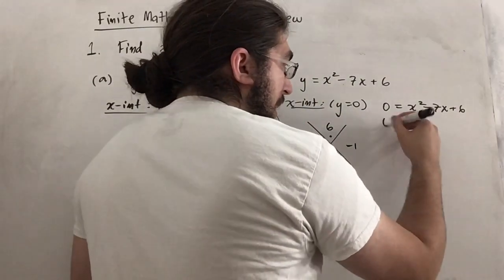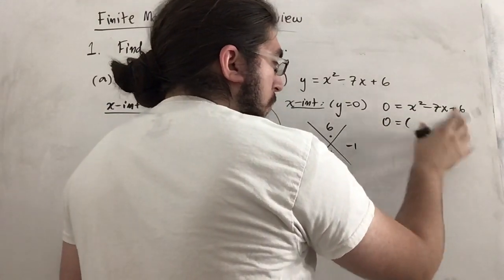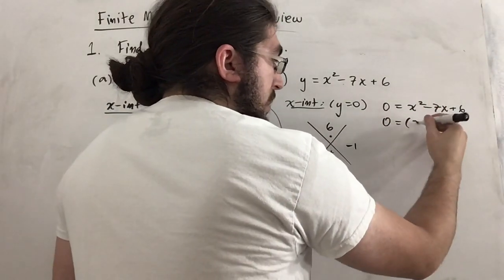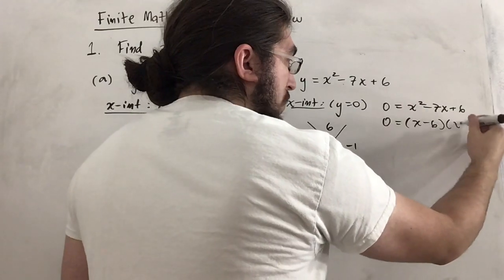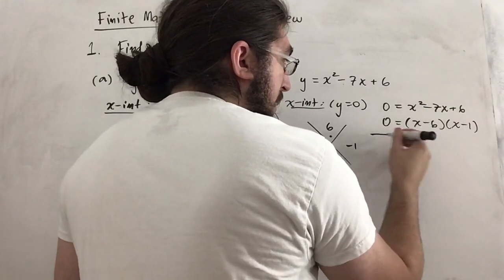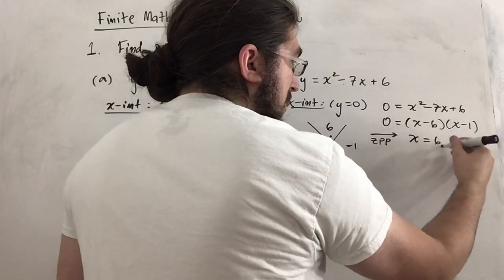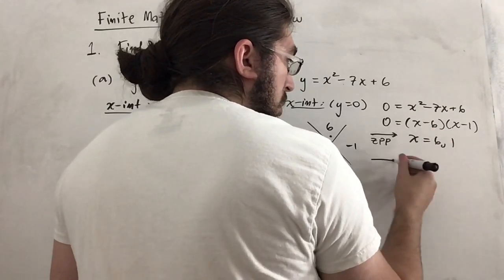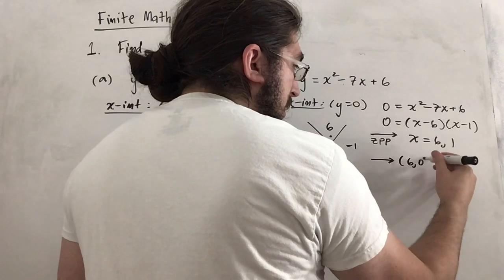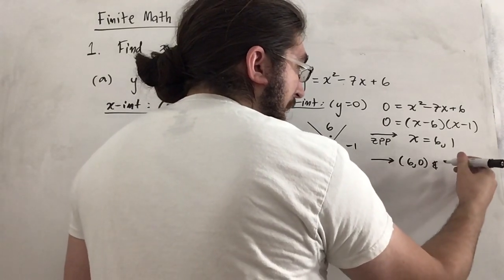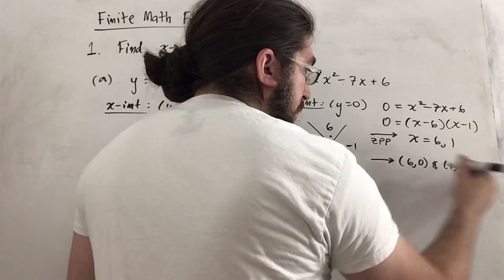So with that being said, this right-hand side factors as x minus 6 and x minus 1. So then by the zero product property, we get x is equal to positive 6 or positive 1. So our x-intercepts are then 6 comma 0 and 1 comma 0.